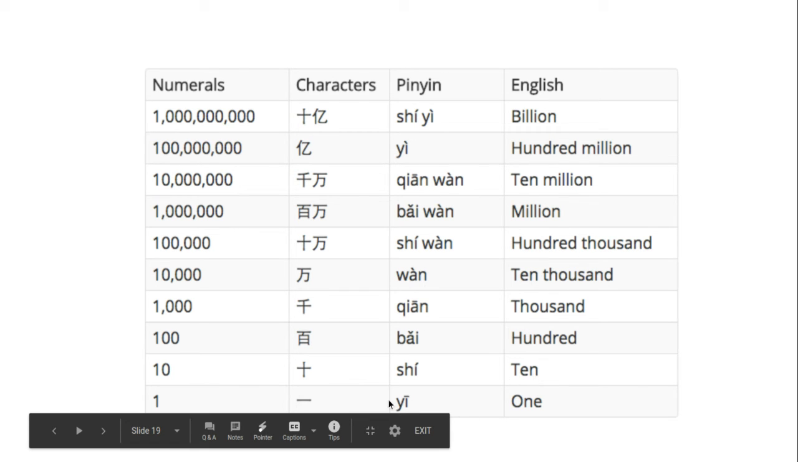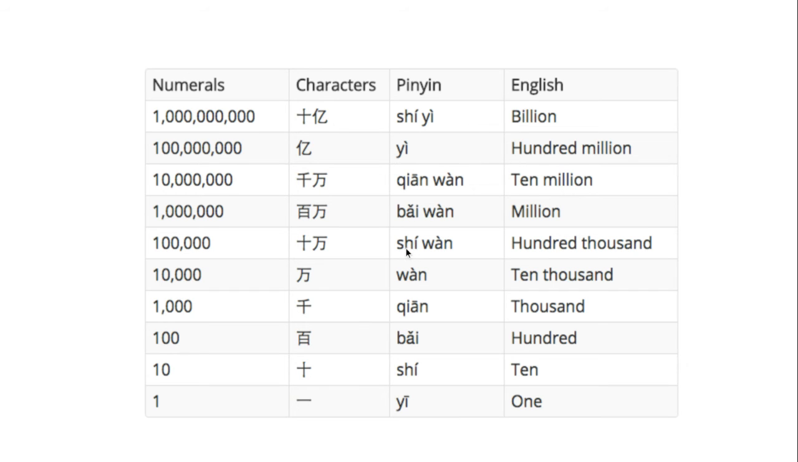Starting from the 1 column, we have yi is 1, shi. Bai is 100. Qian is 1,000. Wan is 10,000. Shi wan. So that's 10 10,000s. And you'll see why they do it this way shortly. Shi wan is 10 10,000s or 100,000, as they also said.